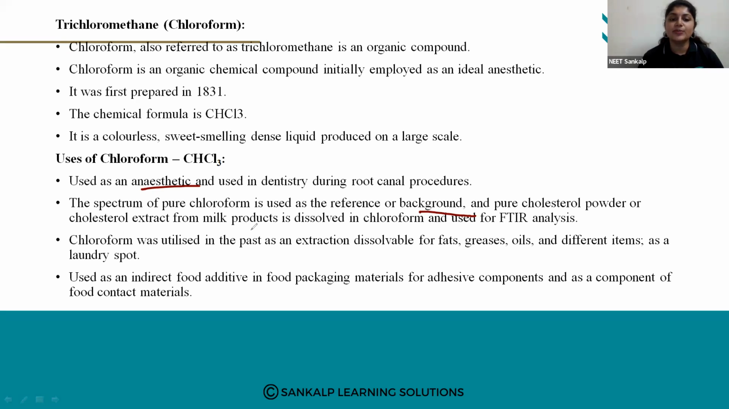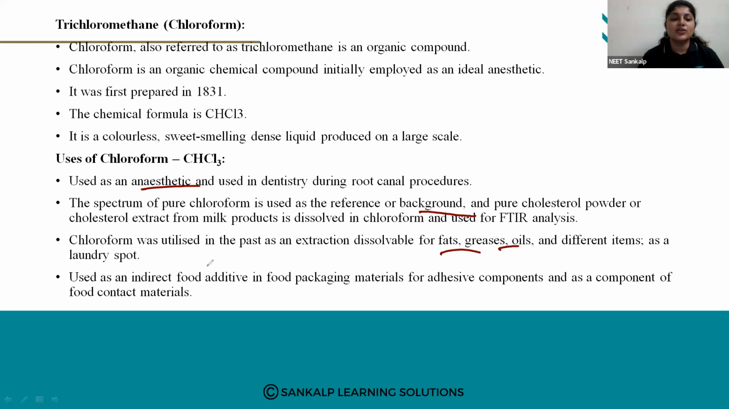or cholesterol extract from milk products is dissolved in chloroform and used for FTIR analysis. So for the spectrum, for removing the atomic spectra, chloroform is used. Then chloroform was utilized in the past as an extraction dissolvable for fat, greases, oils, and different items as a laundry spot.